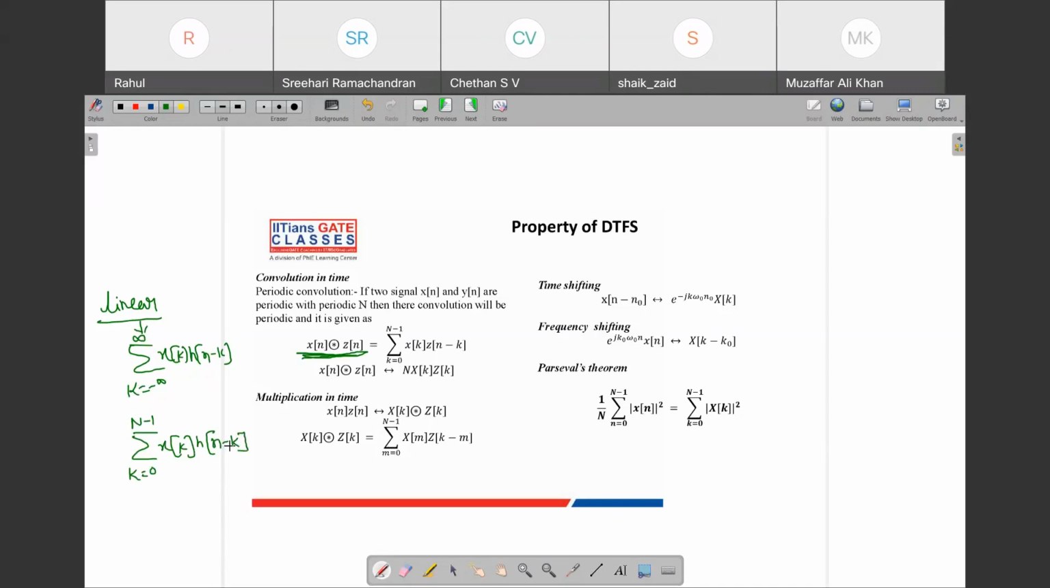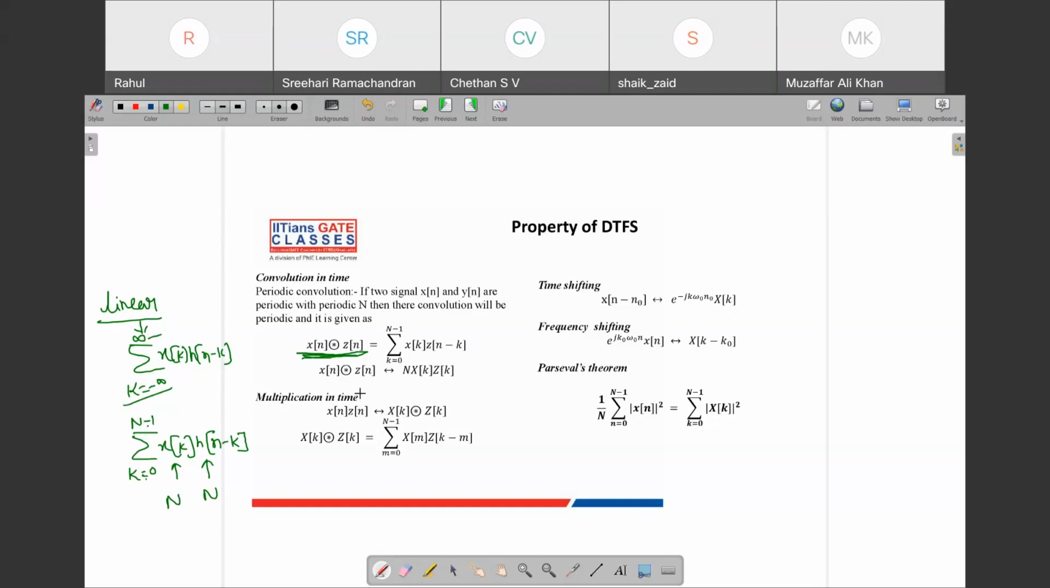In this case, we have signals x and h, both periodic with the same time period, which is capital N, and then you can apply this circular convolution. You can see the difference here: in the linear case k is varying from minus infinity to infinity, and here k is varying from 0 to N minus 1. That is the difference between the circular convolution and the linear convolution. Linear convolution is applied when the signal is aperiodic. Circular convolution is applied when the signal is periodic.